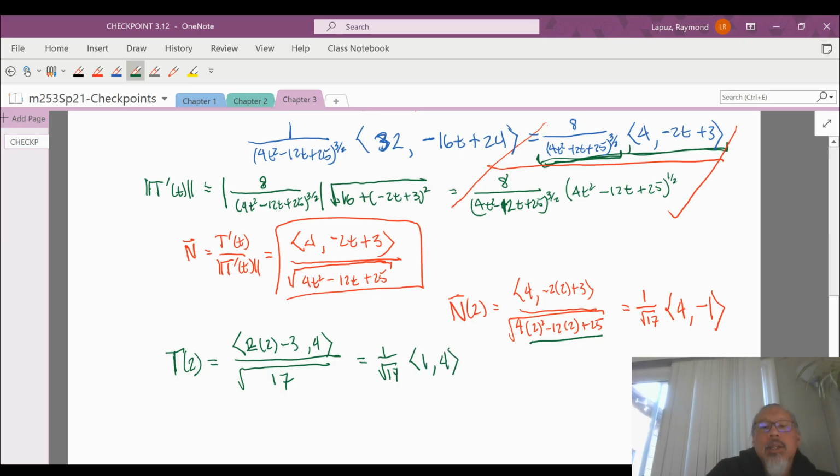And just to check, if you were to take the dot product of these two vectors, well, first of all, they are unit vectors, and now you take the dot product of these two vectors, you're going to get 0, which is to say that they are in fact perpendicular. Okay, whew. I hope that helps. There's a lot of tedious computation here, but if you just follow the steps, you'll be okay. Okay, good luck.